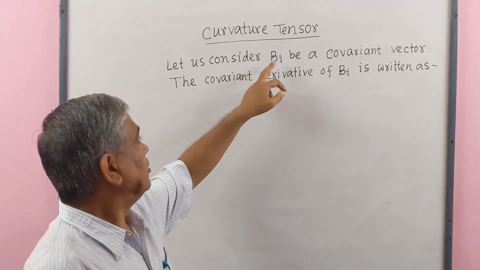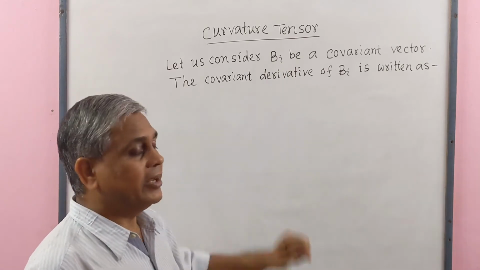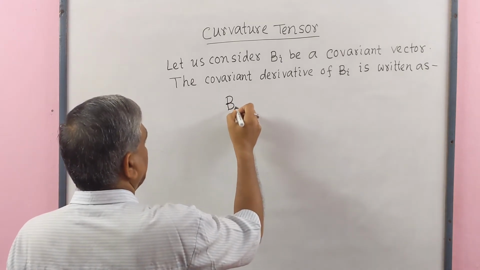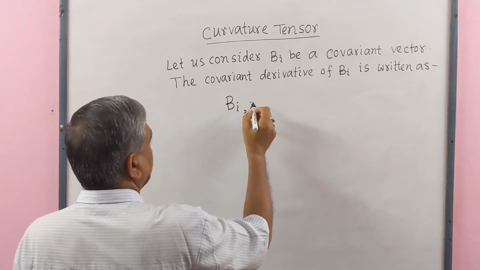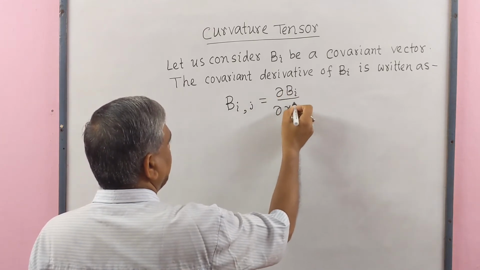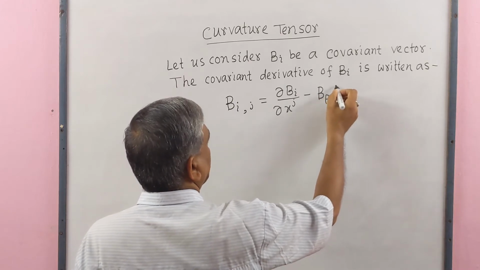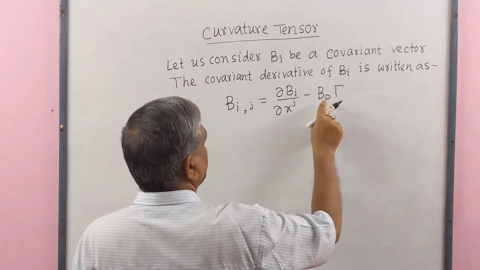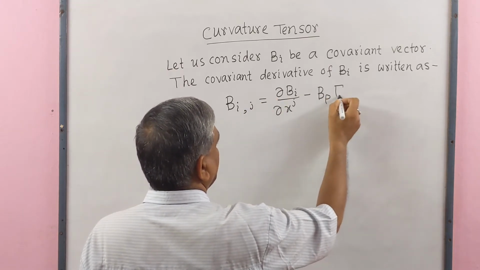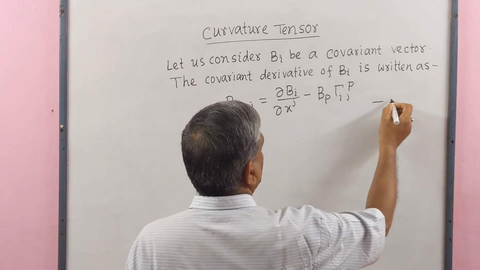Let us consider Bi be a covariant vector. The covariant derivative of Bi is written as Bi comma j equal to del Bi by del xj minus BP, Christoffel symbol, second kind. We replace here I by P. So we write here I, then J, and here P. Let this be number 1.